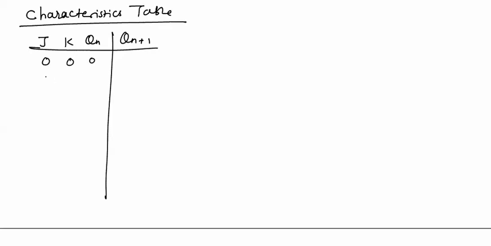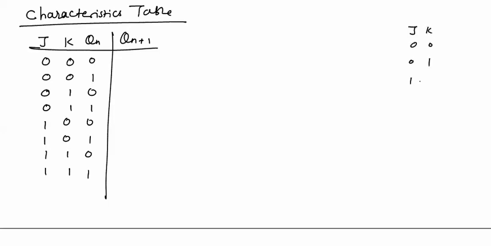Now we'll see the characteristics table. Again, the output will depend on J, K, Qn. Qn plus 1 depends on all these. 3 variables, 8 combinations. Qn plus 1. We know its truth table. JK: 00, 01, 10, 11. For this JK combination, Qn plus 1 was Qn, hence repeating itself for 0 0, and for 1 1 it was the complement of the previous output.